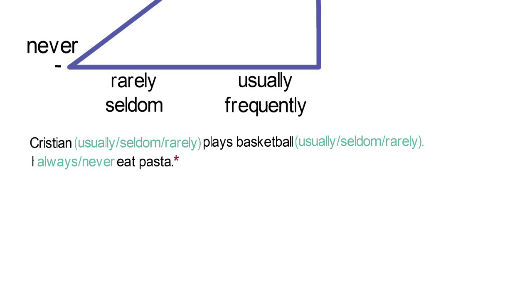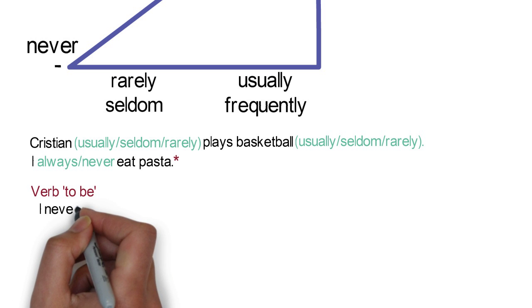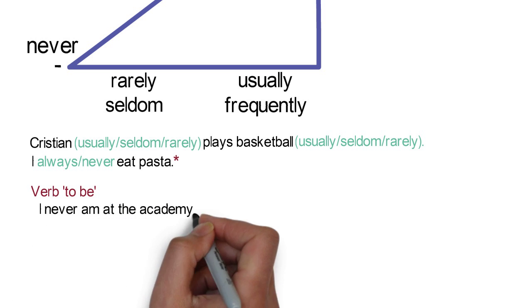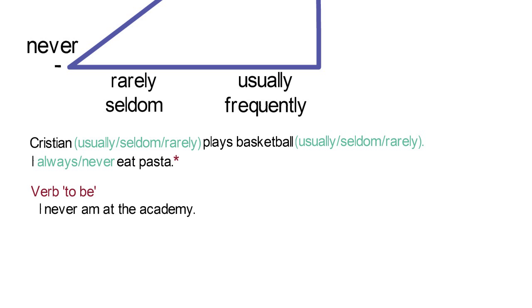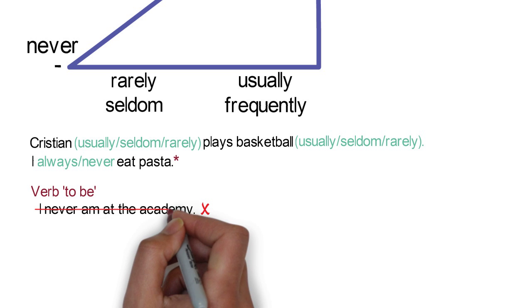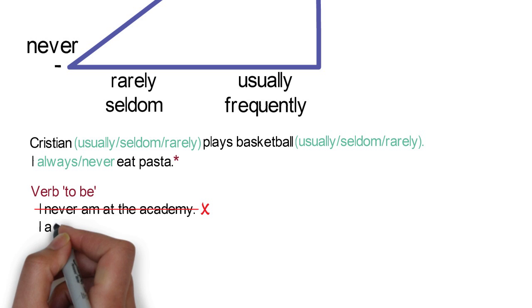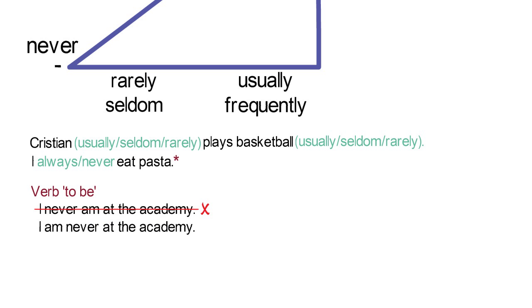However, if I use the verb to be, I have to put the verb to be between the subject and the adverb of time. For example, I never am at the academy would be incorrect. Okay, and the correct way to say that is I am never at the academy. As you can see, first the subject and then the verb to be followed by never. Good.